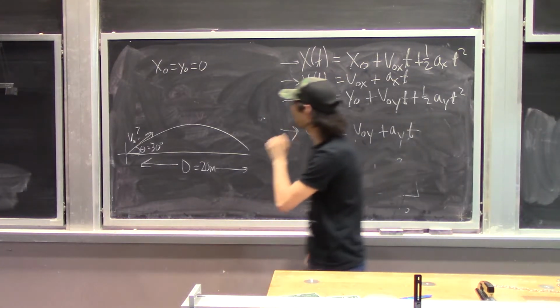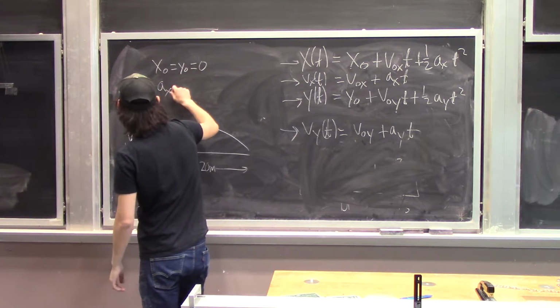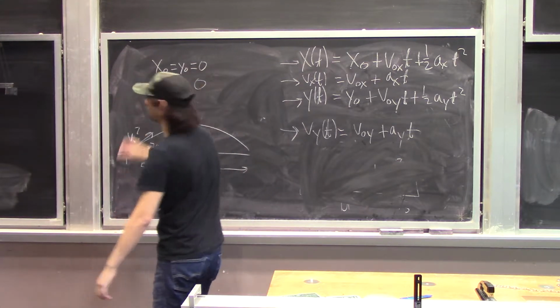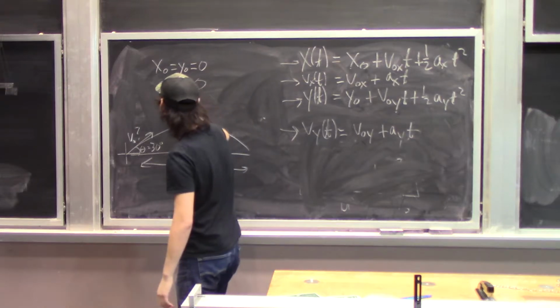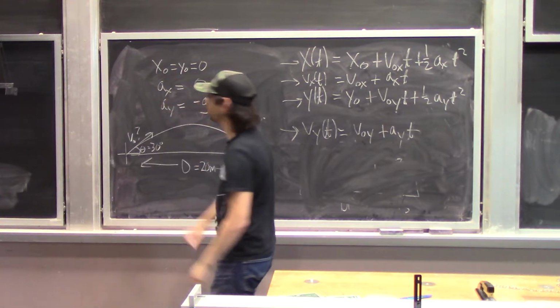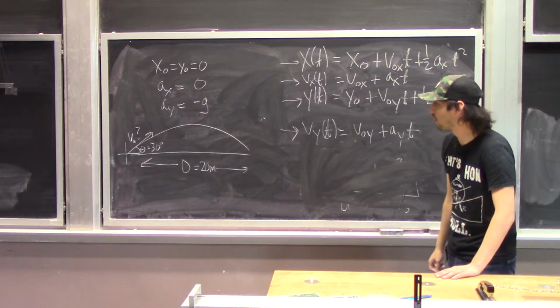Okay. So now we can write down what the acceleration in x is. This is just going to be 0. Okay? Acceleration in y is going to be minus g. Okay? Nothing too crazy so far.